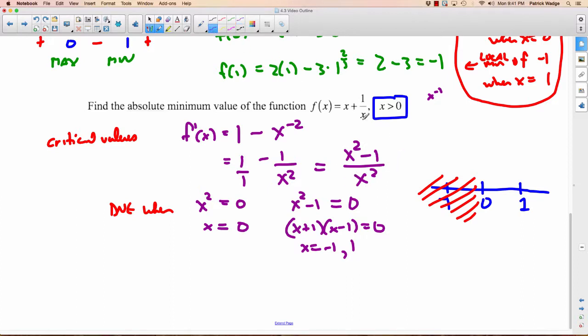Oh, actually, you know what I should have done? I should have factored this before I did the rest of my work. So I should have made it x plus 1, x minus 1, all over x squared. That would have been the best thing to do right there. That's where I'm going to test it, right there.